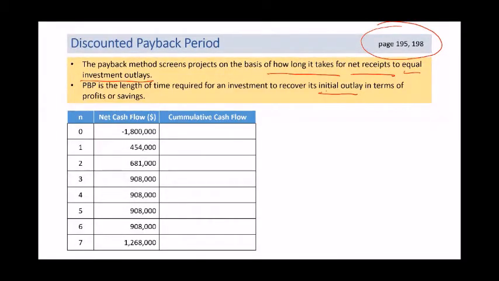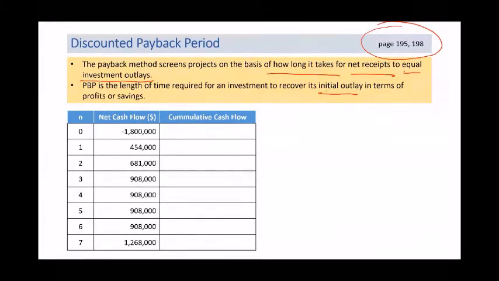Okay, so the one that we're going to compute is the time. Now, the first thing is we need to consider the net cash flow. That's why you see here, the net cash flow is very important because that is the basis for our computation. Okay, so what we are going to do here is to compute the cumulative cash flow. What is the cumulative cash flow? From the word cumulative, we accumulate the cash flows.